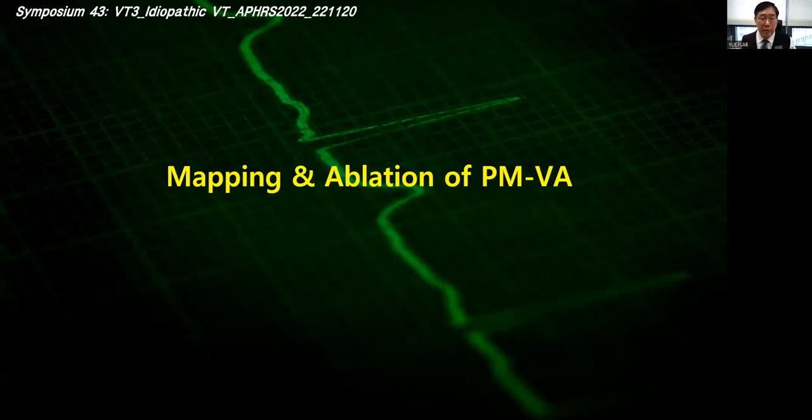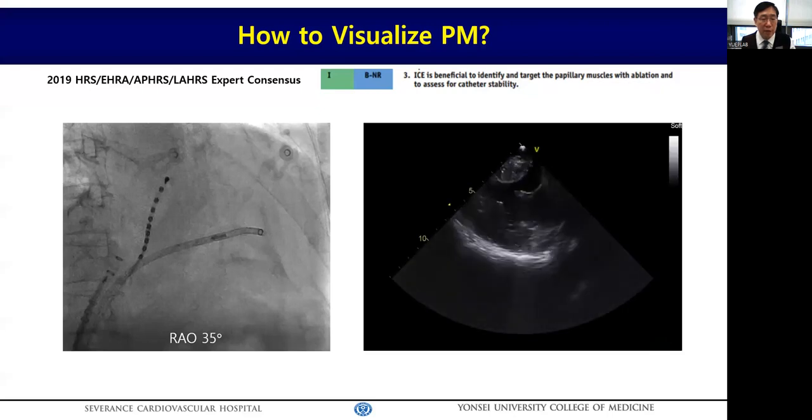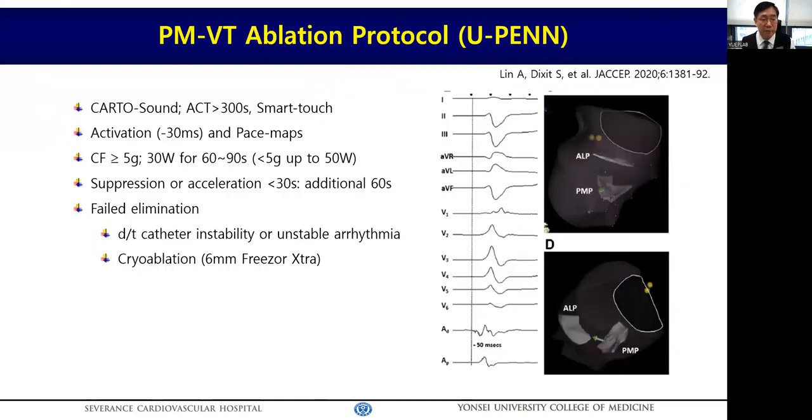Now let's move to the mapping and ablation technique of PAP ventricular arrhythmia. ICE visualization became a class 1 indication during the PAP ventricular arrhythmia ablation, and this is my tip to visualize the papillary muscle by ICE guiding with stability. If you park the long sheath in the RV, even though the tip of the ICE catheter is inside of the long sheath, you can stably visualize the papillary muscle like this.